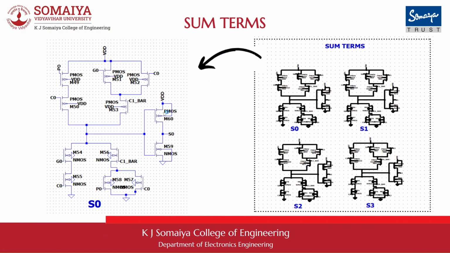For the sum terms, we have used mirror logic, as mirror logic follows the duality principle. Here you can see both our circuits look similar for the pull up and the pull down network. The only difference is that the P0 and G0 terms interchange their positions for the pull up network. And an inverter is connected at the output of this network to get S0. These are all our sum terms.